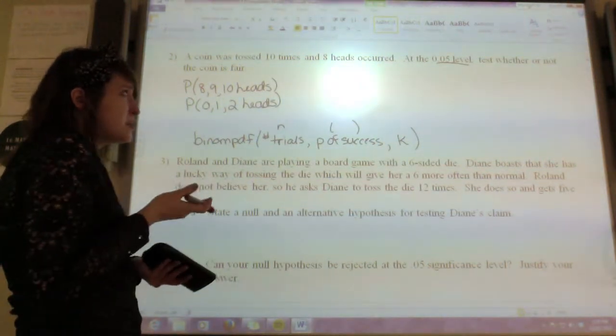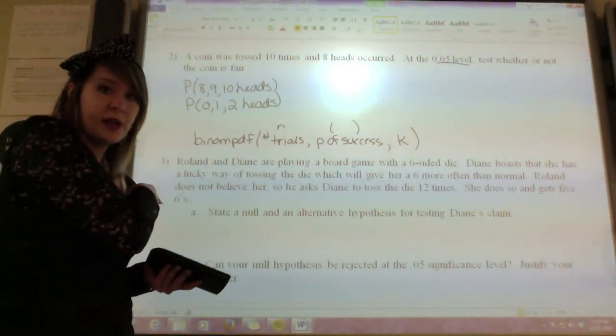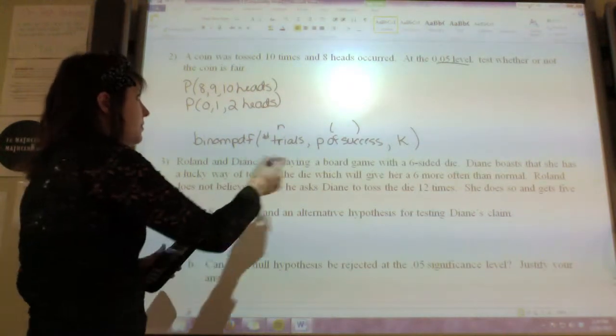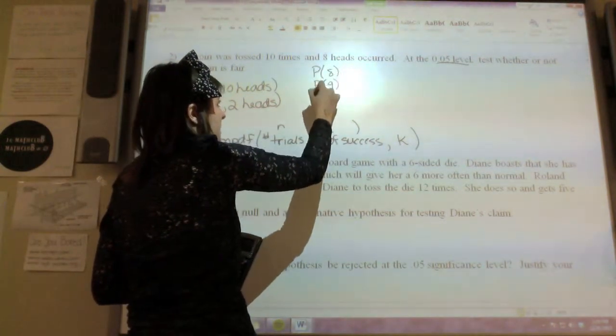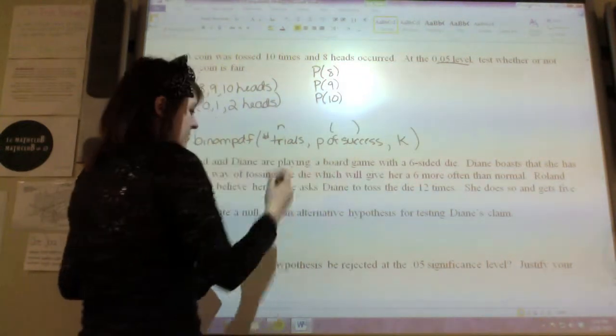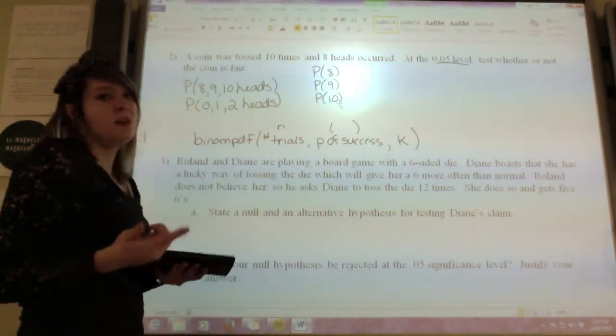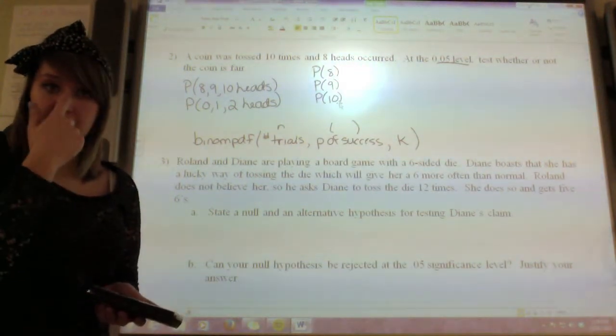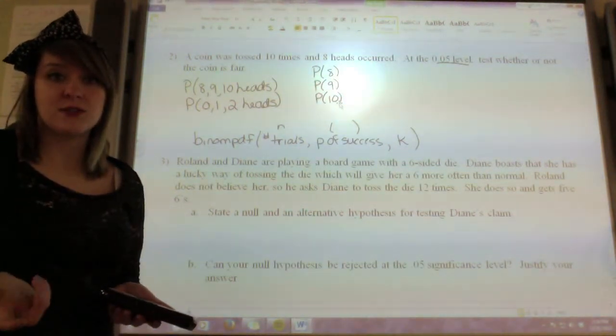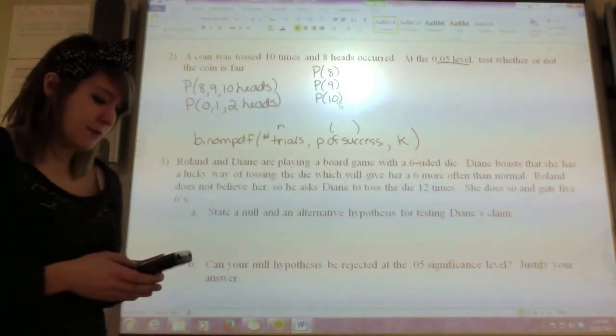So in this specific situation, I'm going to calculate the probability of getting 8 heads, the probability of getting 9 heads, and the probability of getting 10 heads using this formula, instead of using my n choose k, p to the k, q to the n minus k. It's doing the same thing, I just don't have to do all the work, which is pretty awesome.